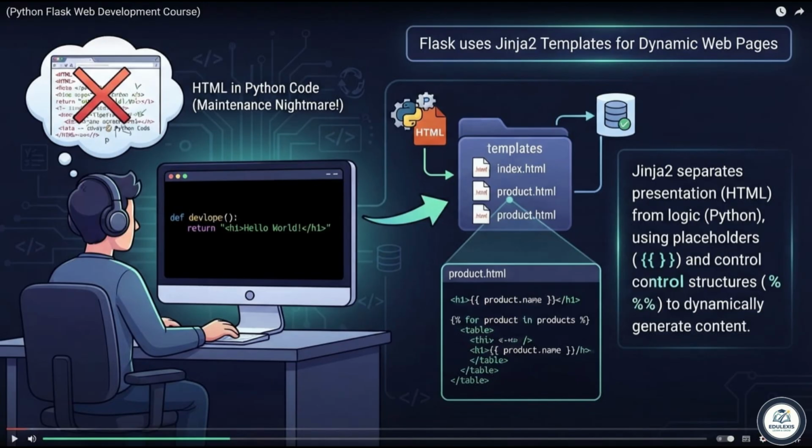Jinja 2 allows you to embed Python-like expressions directly into your HTML. You can use loops, conditionals, and variables to make your pages dynamic. For instance, you can render a list of products from a Python list into an HTML table automatically. It's like a form letter where you fill in the blanks, but on a massive, dynamic scale.